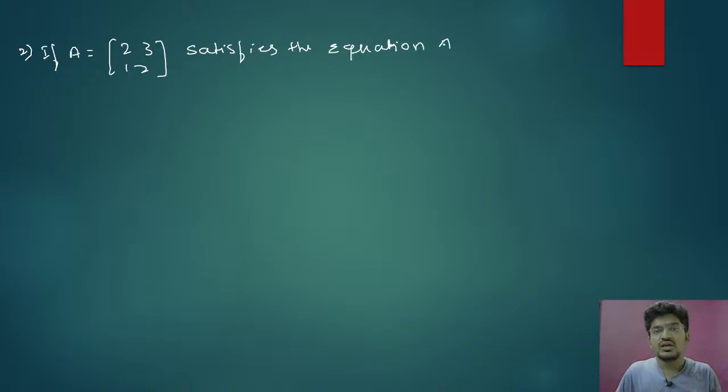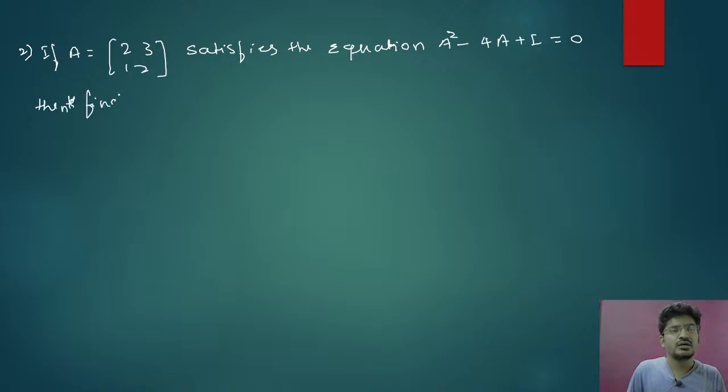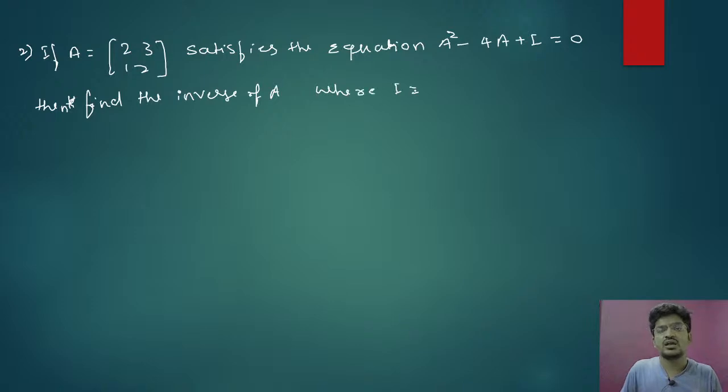satisfies the equation A square minus 4A plus I equal to 0. Then find the inverse of A, where I equal to identity matrix and 0 means it is equal to 0 matrix, okay.